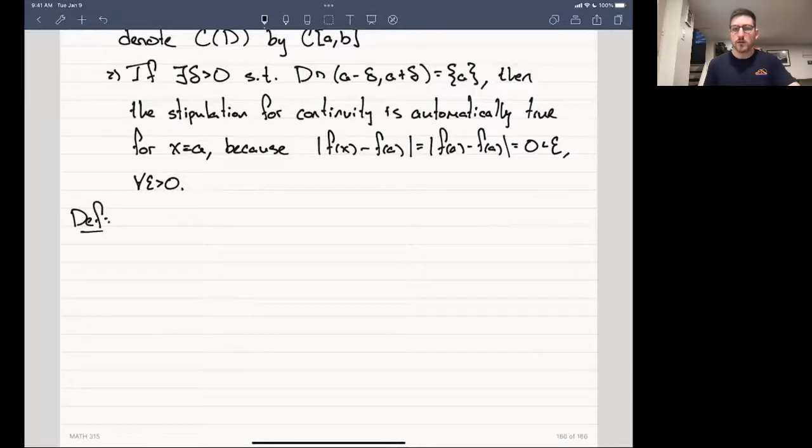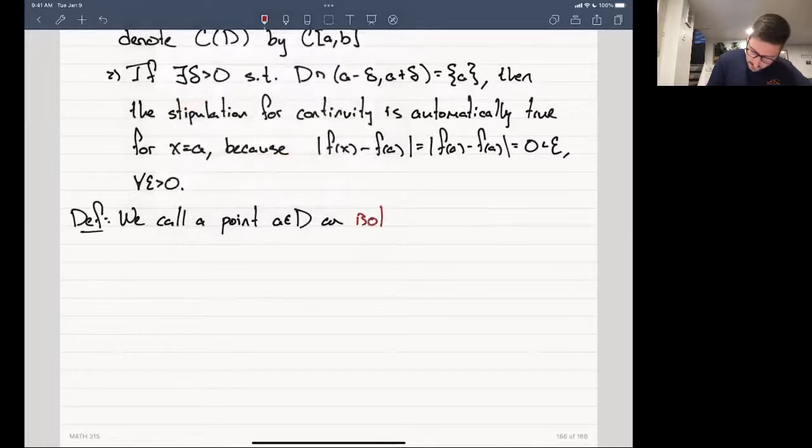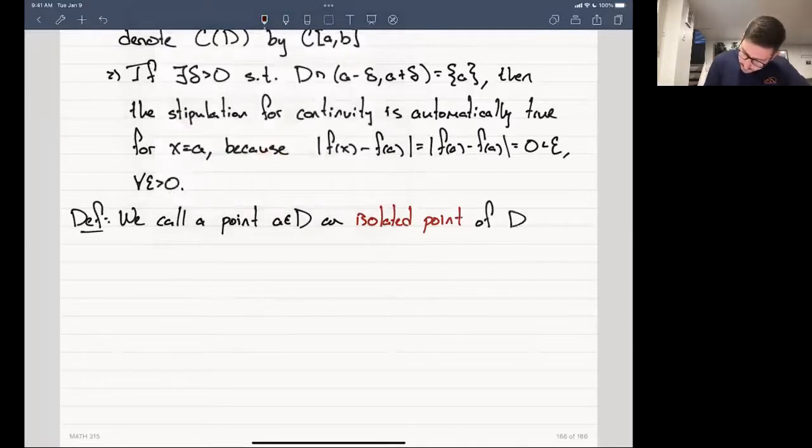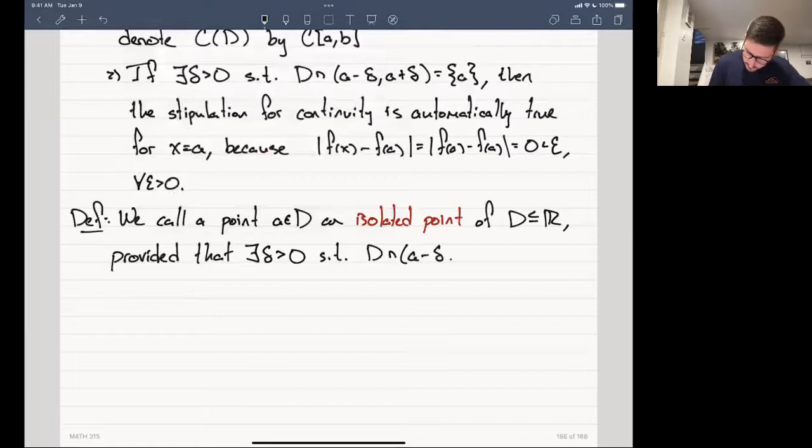But this leads me to another natural definition, the opposite of a cluster point. We call a point a in the domain an isolated point, the opposite of a cluster point, of your domain D in R, provided that there exists a delta greater than 0 such that if you look in the domain in a neighborhood of your point, the only thing you can look at is a. So there's no wiggle room around a. This is exactly the case that I articulated. This tells you that functions are automatically continuous at isolated points. That's essentially what that's saying.